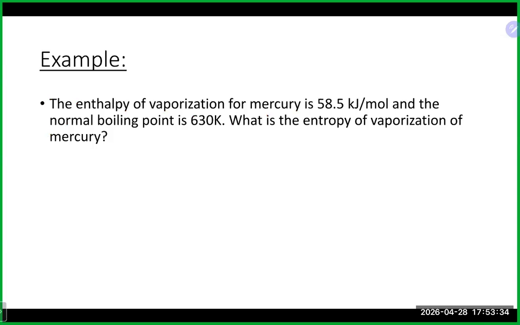All right, so let's try one here. The enthalpy of vaporization for mercury is 58.5 kilojoules. The normal boiling point is 600. Okay, let's take a look. So in this case, enthalpy of vaporization is going to happen at the transition of liquid to gas, or going in the other direction. We'll assume we're going from liquid to gas in this case. And we are given the delta H of vaporization for mercury, which is 58.5.